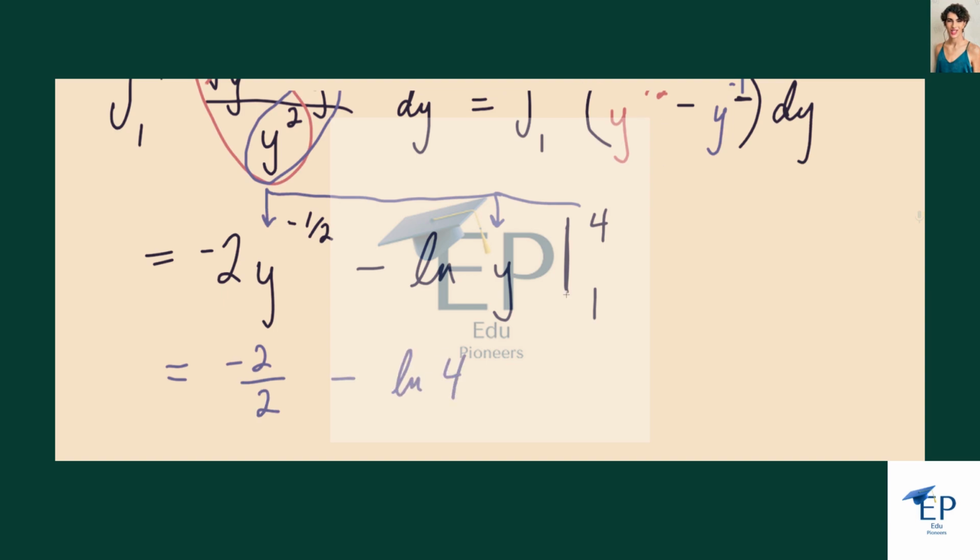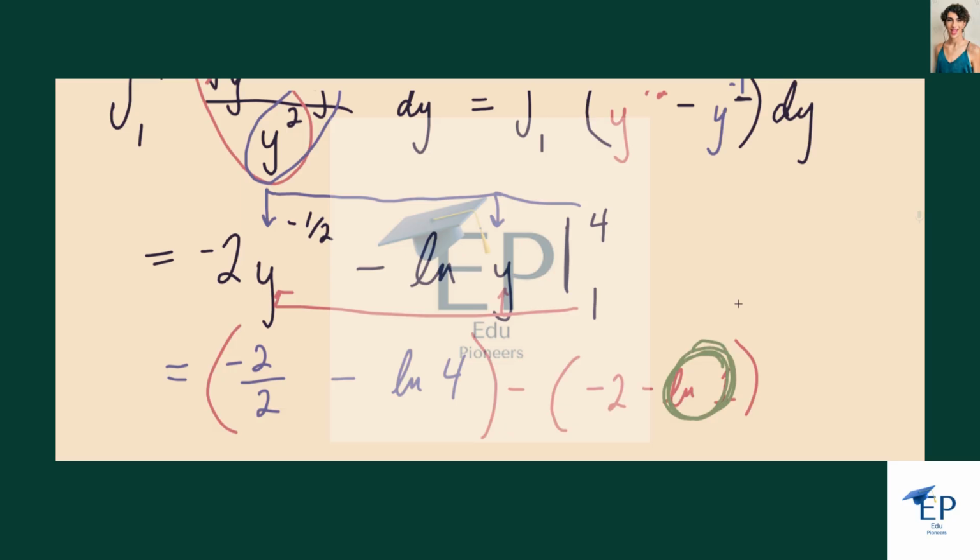And then you have to plug in your lower bound here and here. What's nice about the lower bound, though, is 1 to any power is just 1, because who cares? It's in the denominator, divided by 1, square root of 1. So it's just -2 minus natural log of 1. Now, I expect my students to know without a calculator that natural log of 1 is 0. So that kind of goes away.